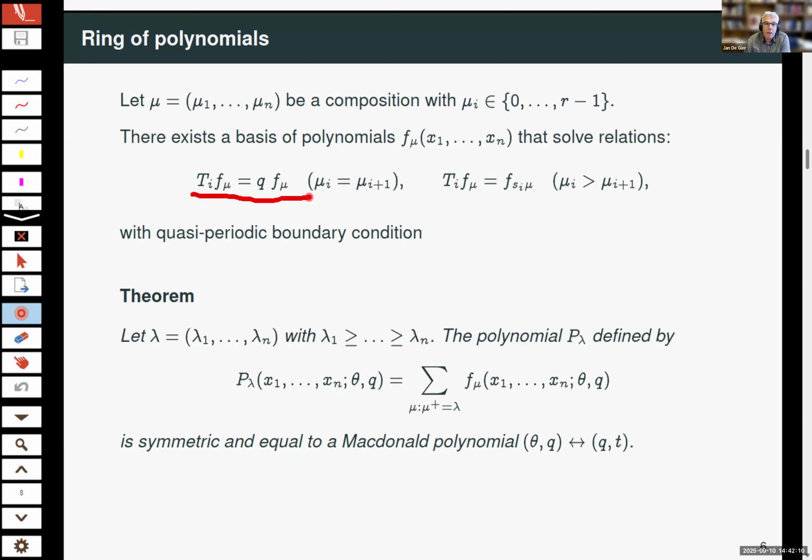T_i acts diagonally, just as a multiplication with q, if the neighboring indices mu_i and mu_{i+1} are equal. And T_i acting on f_mu produces f of s_i mu, where s_i is again the transposition of mu_i and mu_{i+1}, if mu_i is larger than mu_{i+1}.